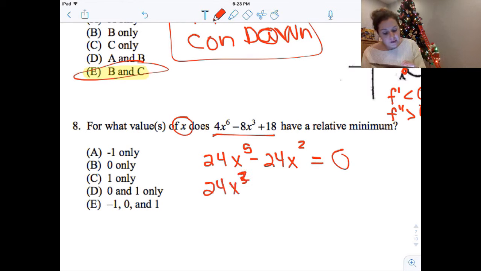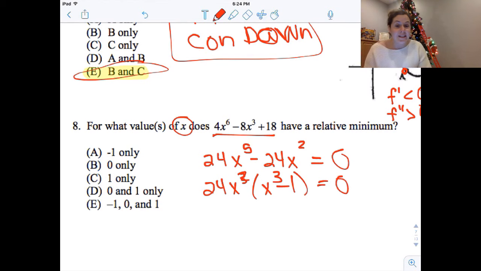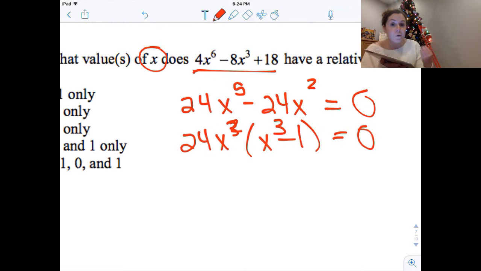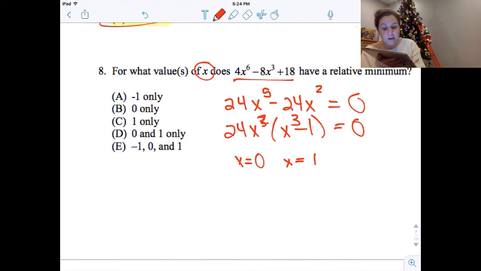Now, that is a difference of cubes, and so you can factor that, or we could probably guess here, the only real number value that's going to make that equal 0 would be x equals 1. And then this one would be at x equals 0. So you have two critical values. So I'm going to make my sign chart at 0 and at 1. And I am going to test these.